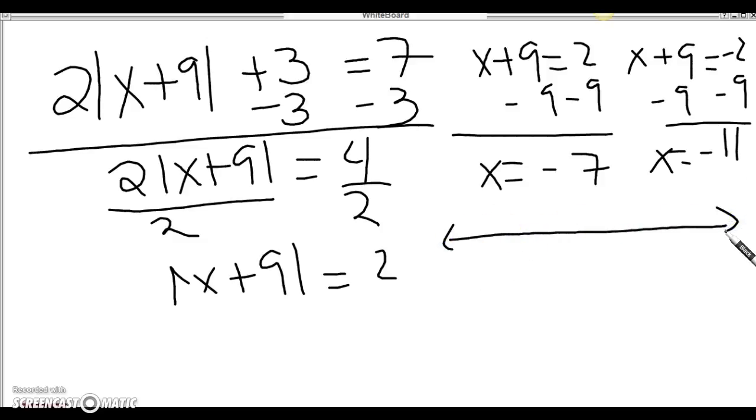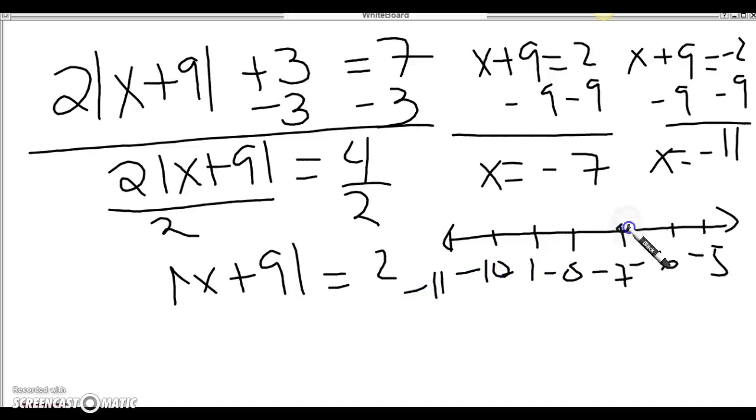So I have 0, 1, negative 1, negative 2, negative 3, negative 4. Now let's start here instead. Let's say this is at negative 5, negative 6, negative 7, negative 8, negative 9, negative 10, negative 11. So we have a dot here and a dot there. Now let's plug it in.